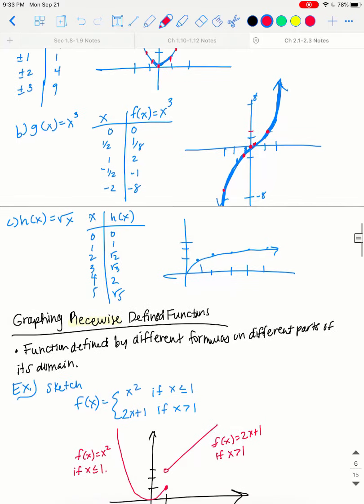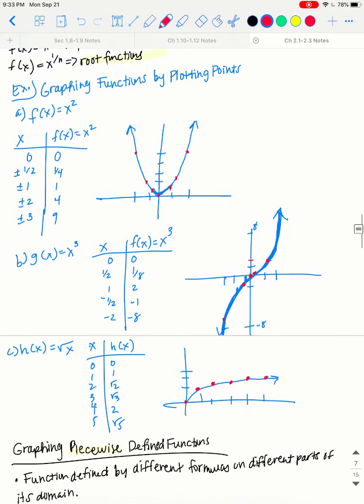Alright. Then we have h(x) equals square root of x. So we have our table of values. We have 0 goes to 0, 1 goes to 1, 2 goes to square root 2, 3 goes to square root 3, 4 goes to 2, 5 goes to square root 5. So these here are pretty common functions: x squared, x cubed, and square root of x. So it'd be good to memorize the shape of these functions.